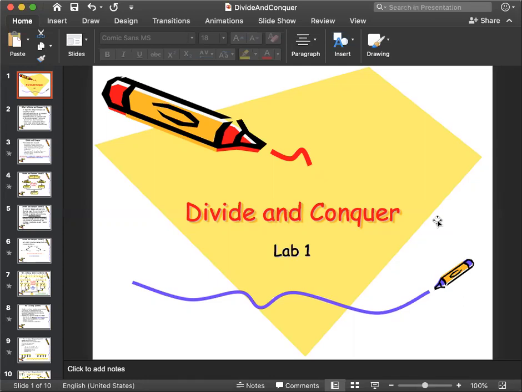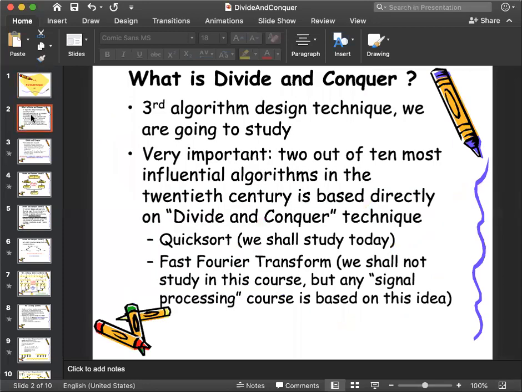How the algorithm works, I will explain in the theory class, but today in the lab class I'm explaining how the divide and conquer algorithm actually works. So what is basically divide and conquer? There are so many examples of it. It is basically a part of sorting algorithms.